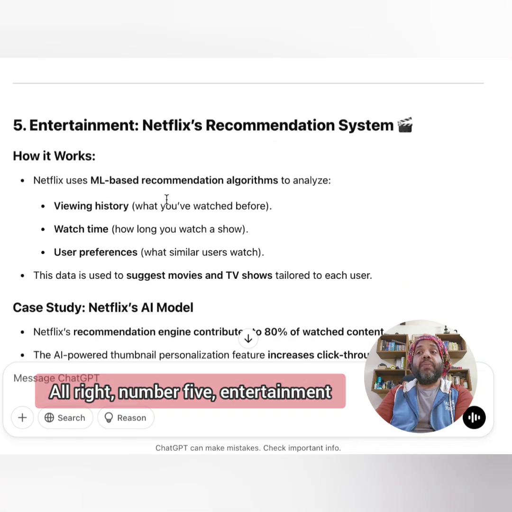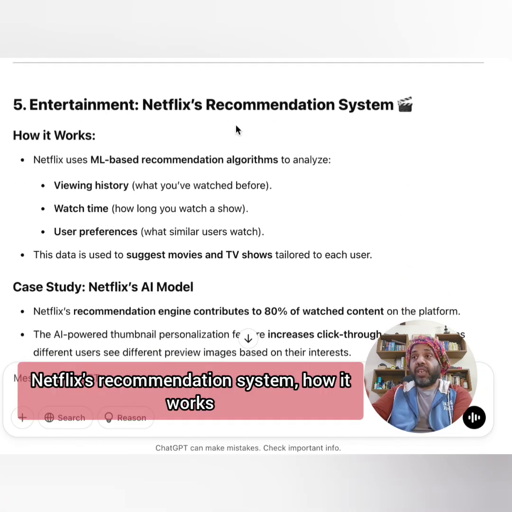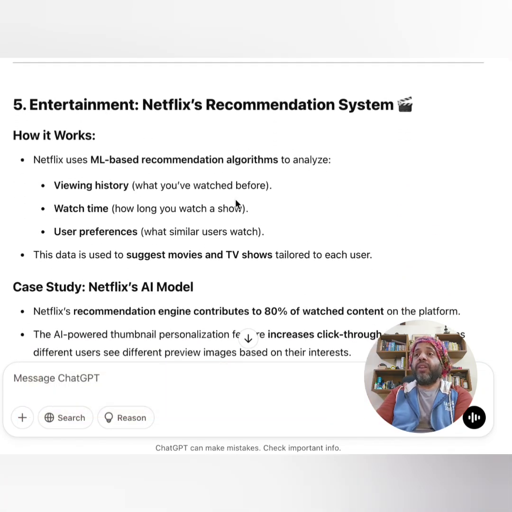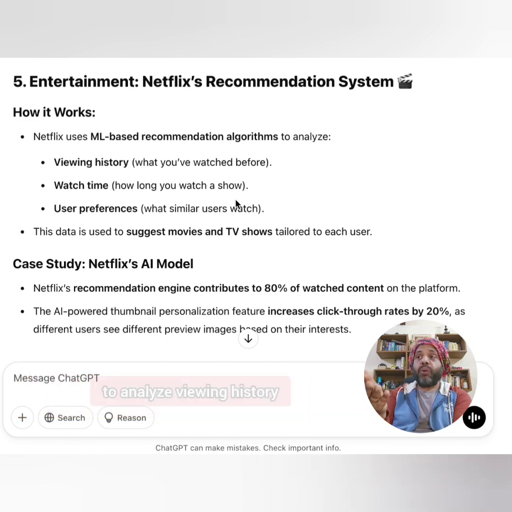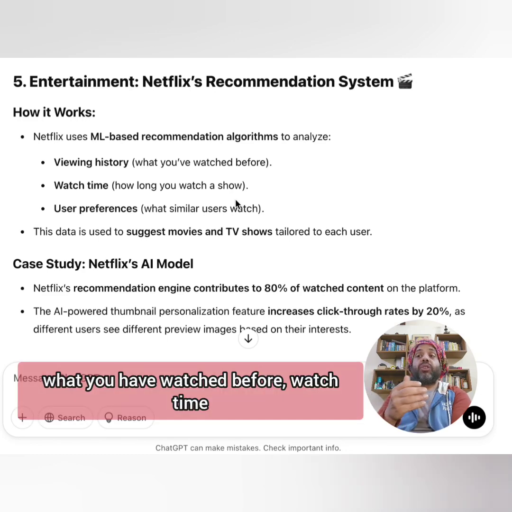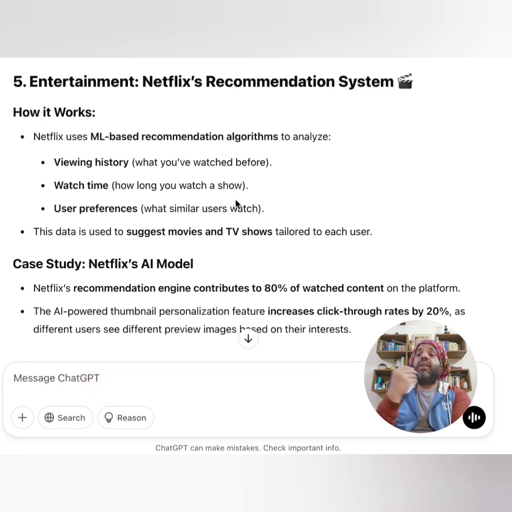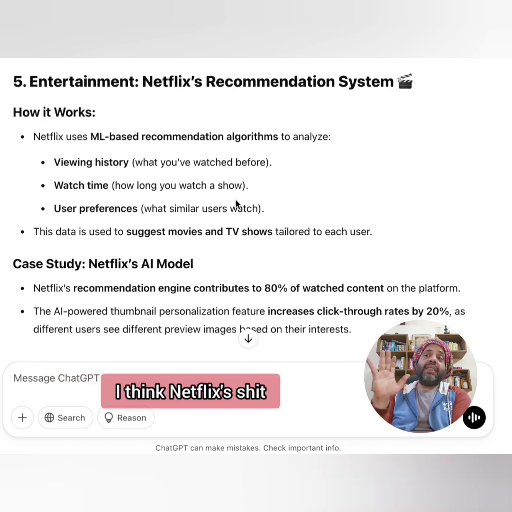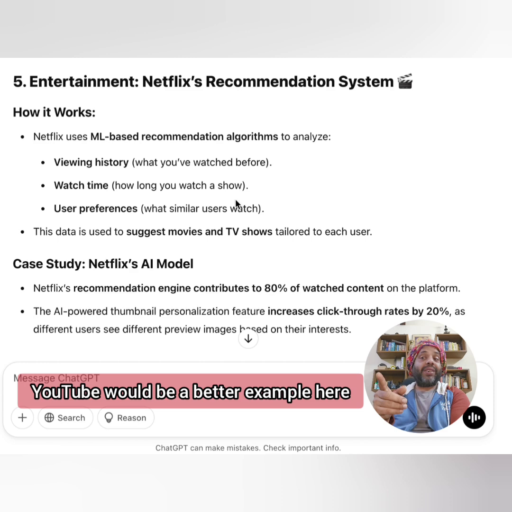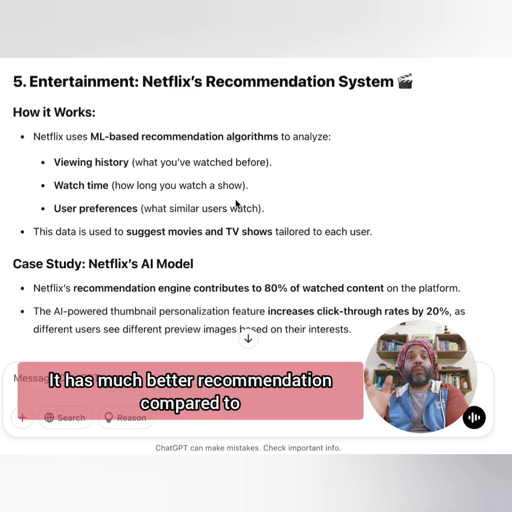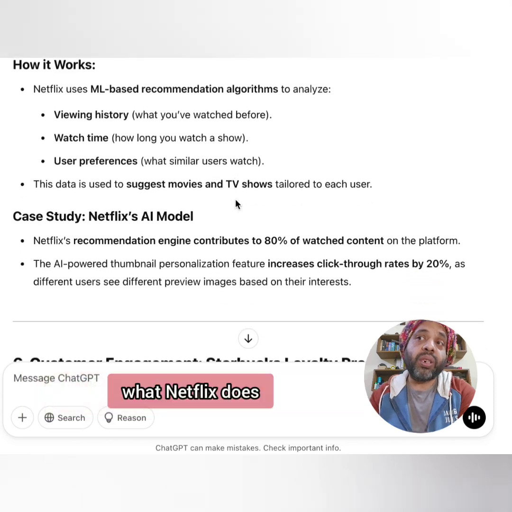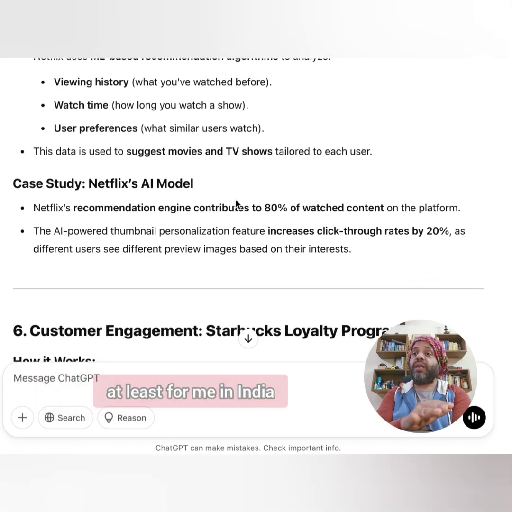Number 5, entertainment. Netflix's recommendation system, how it works. Netflix uses an ML-based recommendation algorithm to analyze viewing history, what you have watched before, watch time, how long you have seen a show, and user preference. I think Netflix is not great. YouTube would be a better example here because YouTube keeps that kind of track. It has much better recommendations compared to what Netflix does, at least for me in India.